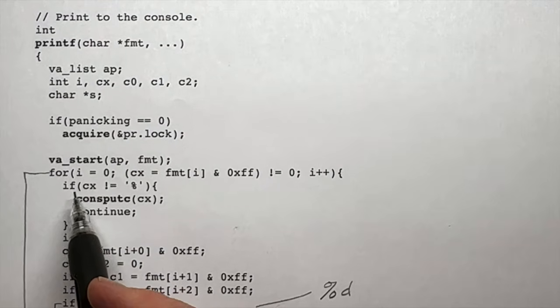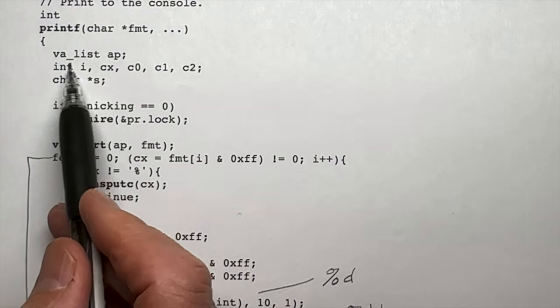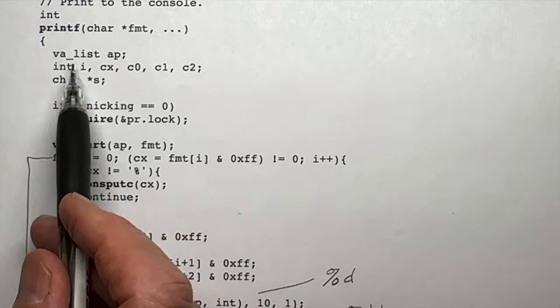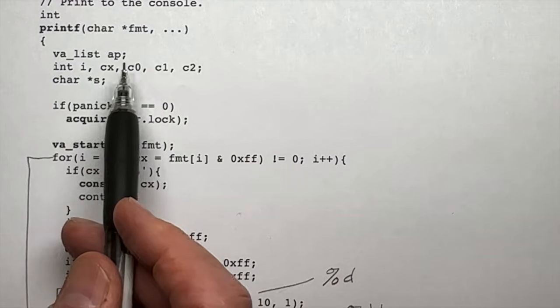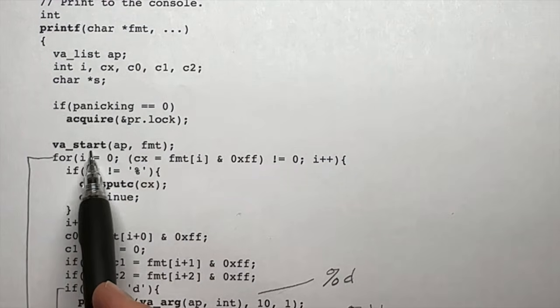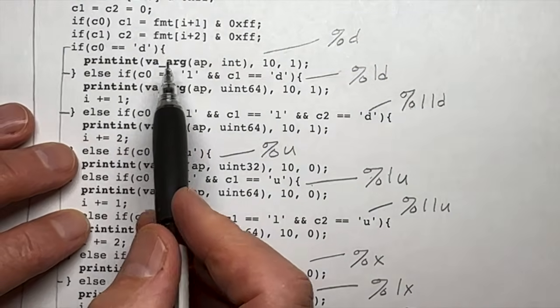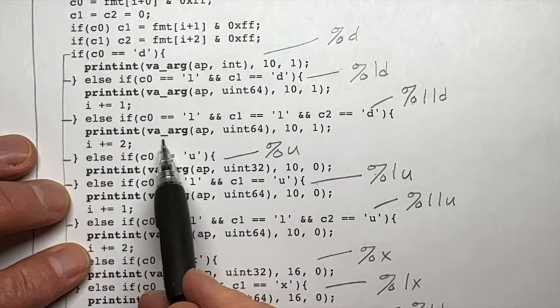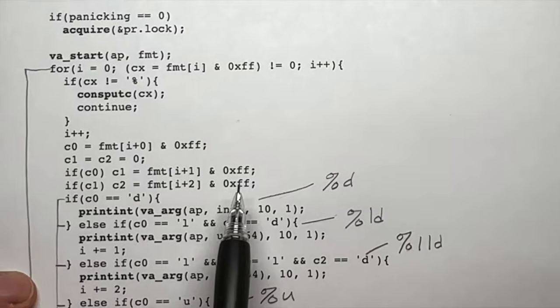To deal with a variable number of arguments, C uses a VA list. So here we have a variable argument list called AP. We need to invoke a function called VAStart before anything. Then, periodically, we call VARG, like here and here, to get each argument in turn when we need it.